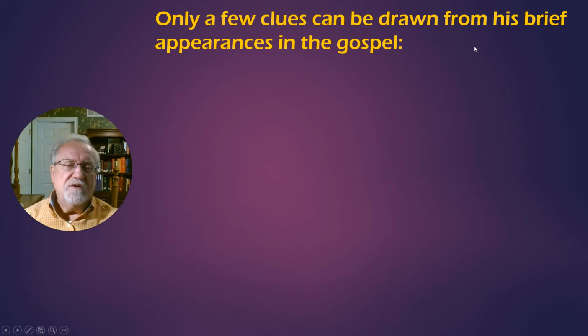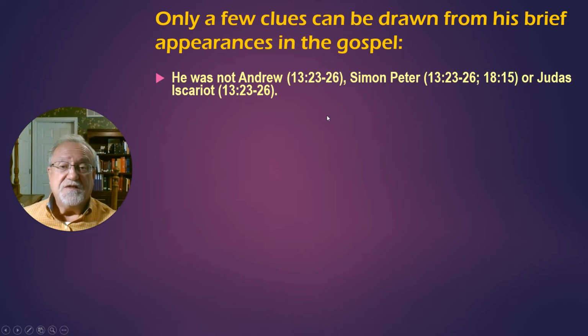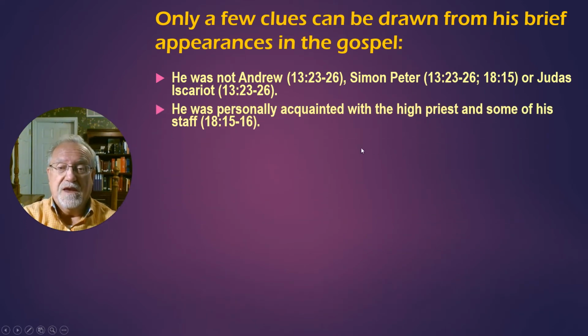So we can only draw a few clues about his identity from his brief appearances in the gospel. These are the kinds of things that we can glean from the gospel itself. First of all, he's not Andrew, because he's with Andrew. He seems to be distinguished from Simon Peter, and he seems to be distinguished from Judas Iscariot. So he's not any of those. He is personally acquainted with the high priest and some of the staff of the high priest.